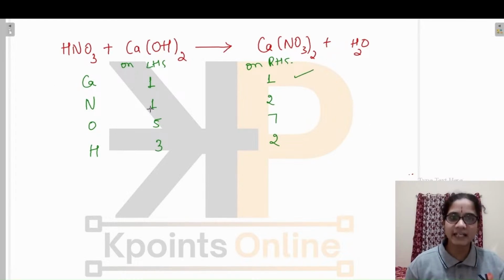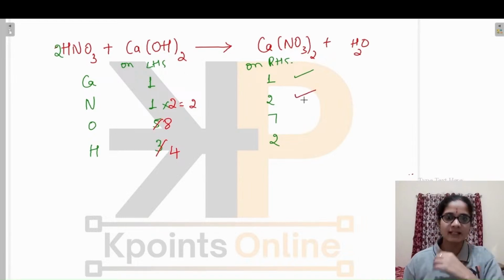Now I need to balance nitrogen. So by writing the coefficient 2 here, I get the same number of nitrogens on both sides. Next, by writing the coefficient 2 here, the number of hydrogens has also changed: 2 plus 2, 4. What about oxygen? 2 threes are 6 plus 2, 8 here.